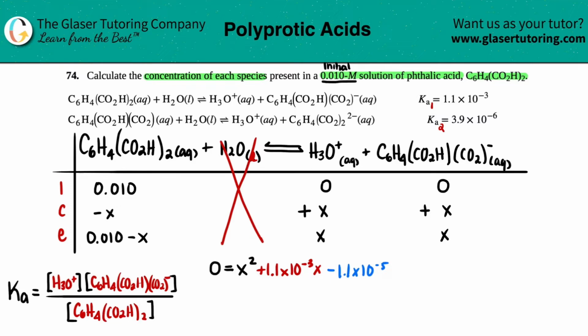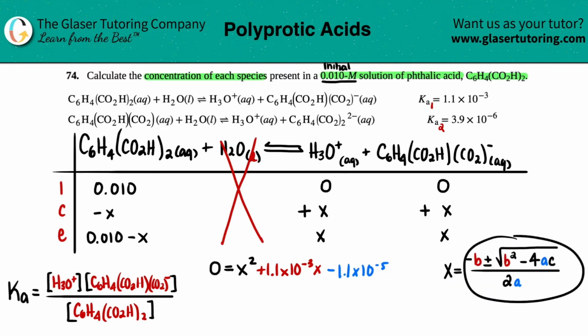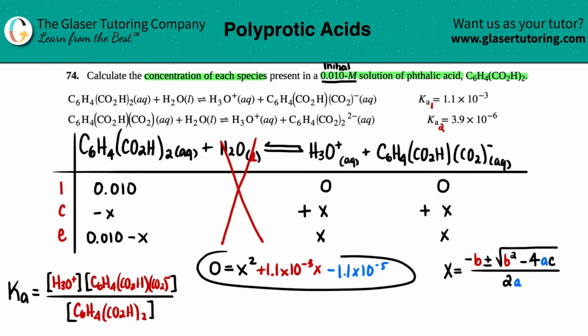Remember, the quadratic equation is this one right here. Remember, negative b plus or minus the square root of b squared minus 4ac all over 2a. So we just got to get our a, b, and c values here.